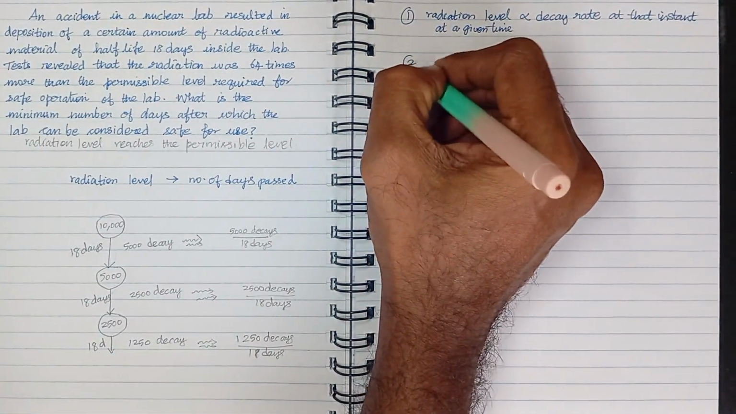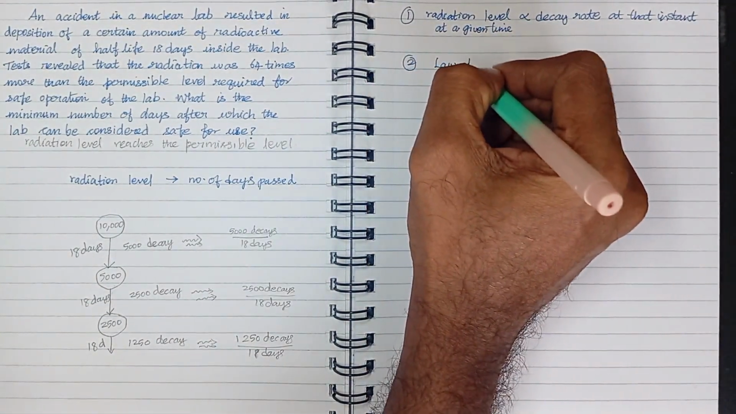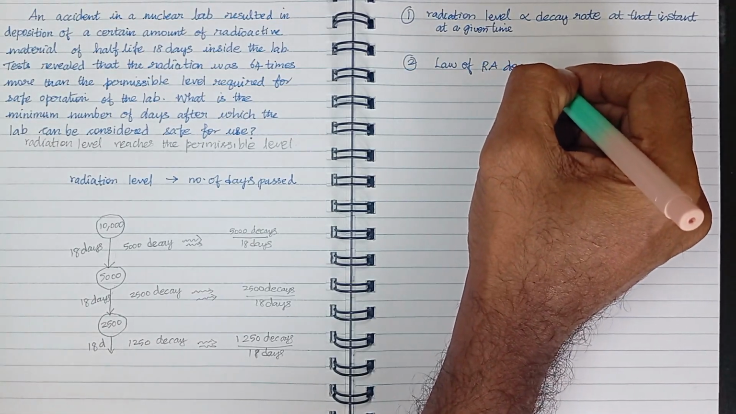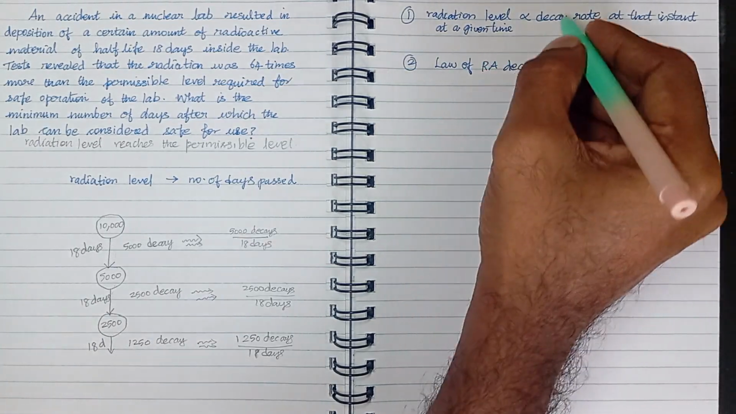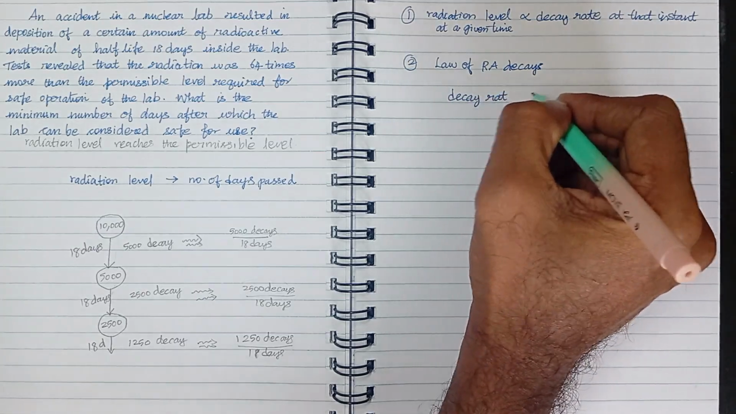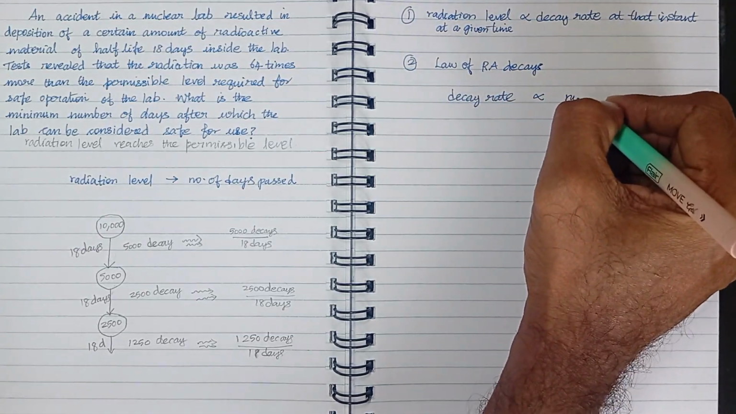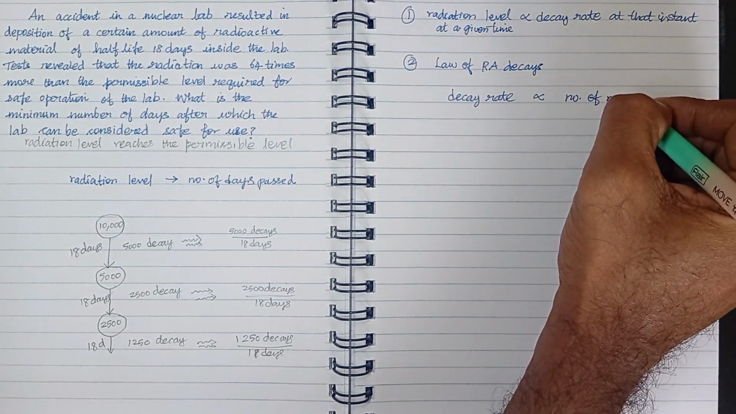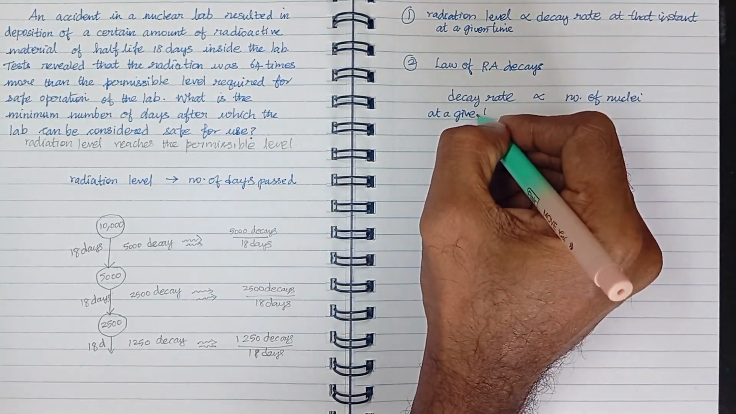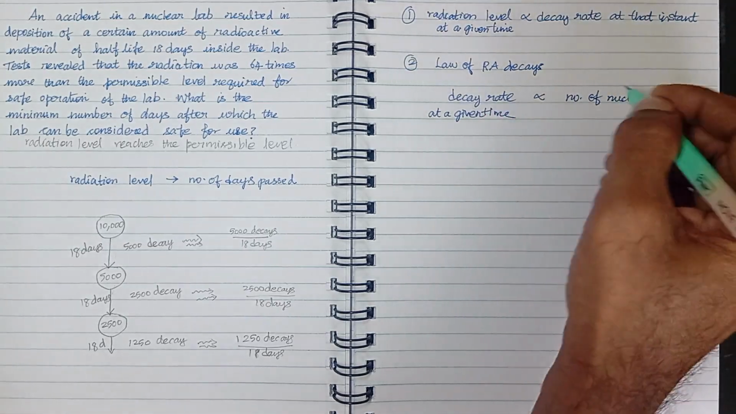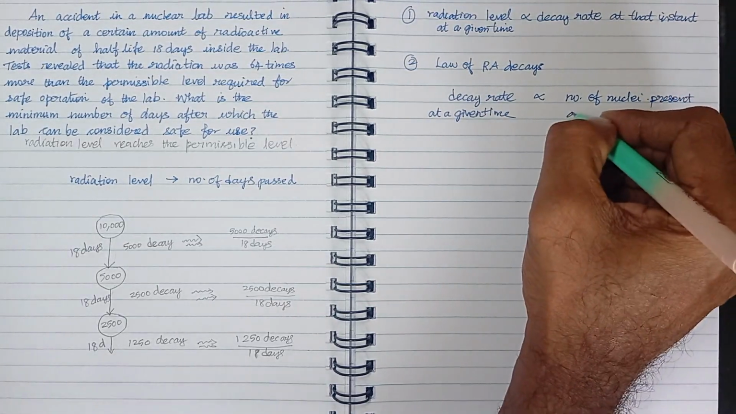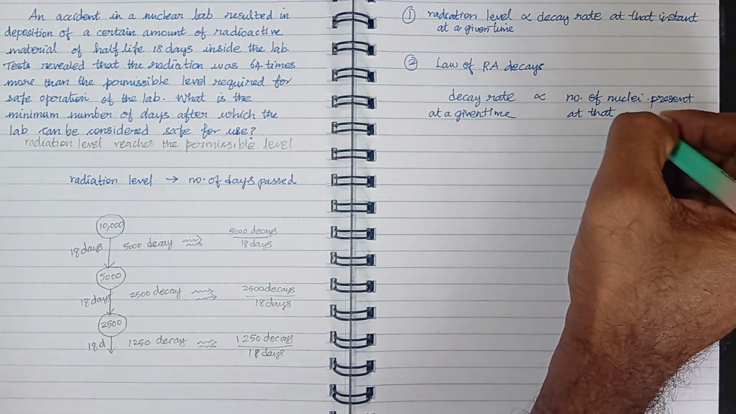And the second thing is the law of radioactive decay. This states that the decay rate is directly proportional to the number of nuclei present at that instant of time.